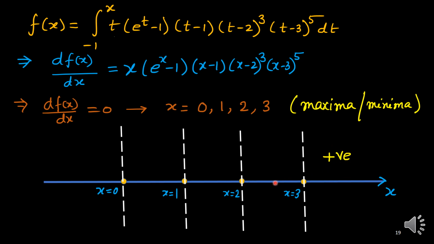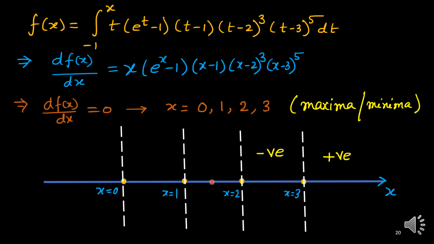Now between 2 and 3, what is happening? Take any point, suppose 2.5. At this point only this factor has negative values, and it is raised to the power 5. So minus 1 whole to the power 5 is again minus 1, so it becomes negative, and the rest all are positive, because this point is on the right side of all the other points and only this one is on the right side of this testing point. So the total becomes positive into negative, which is negative. So this zone sign will be negative.